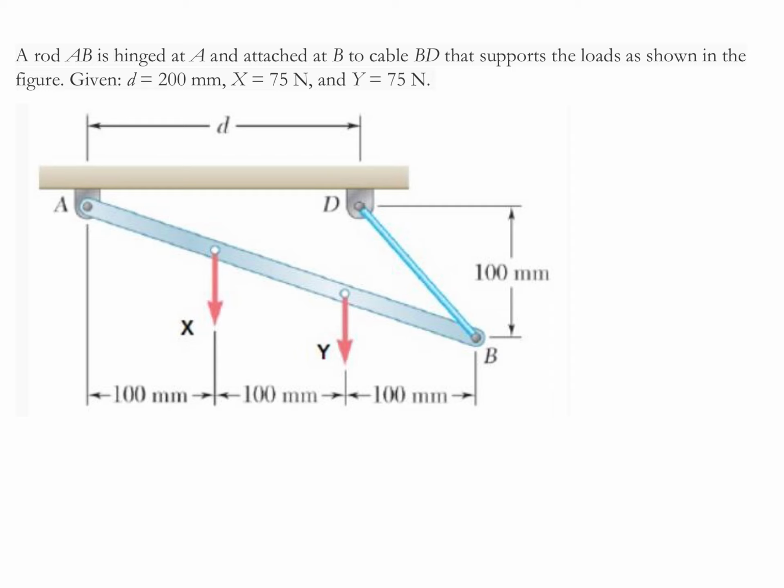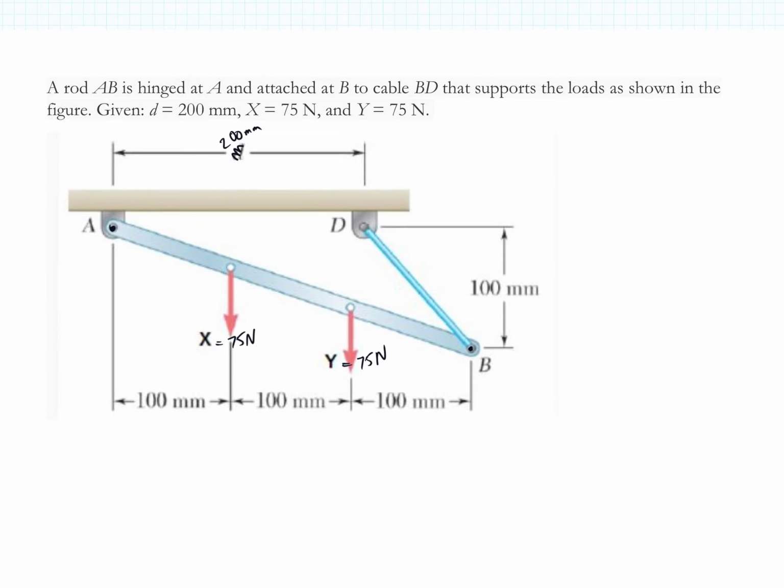A rod AB is hinged at A. Here's A. And attached at B to a cable BD. Here's my B, here's cable BD that supports the loads as shown in the figure. Given that D equals 200 millimeters, we'll leave it as 200 millimeters, because all those others are in millimeters. X equals 75 newtons, and Y equals 75 newtons. And as you guys know, this is all algorithmic, so it'll give you a different answer each time for those things.